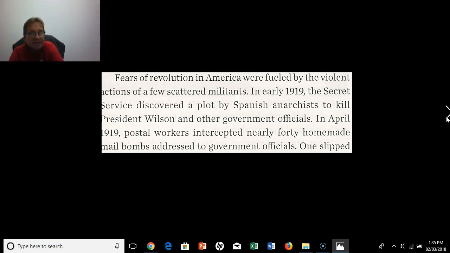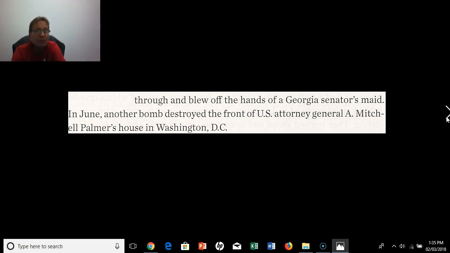In early 1919, the Secret Service discovered a plot by Spanish anarchists, Mania, the A at the end, anarchists, another cause of the First World War. Maine is a better term. And they wanted to kill Wilson and other government officials. In April of 1919, postal workers intercepted nearly 40 homemade mail bombs addressed to government officials, and one slipped through and blew off the hands of a Georgia senator's maid.